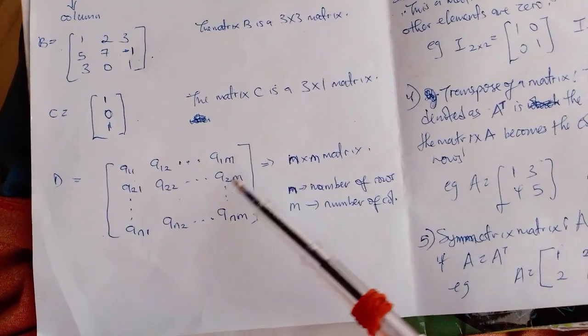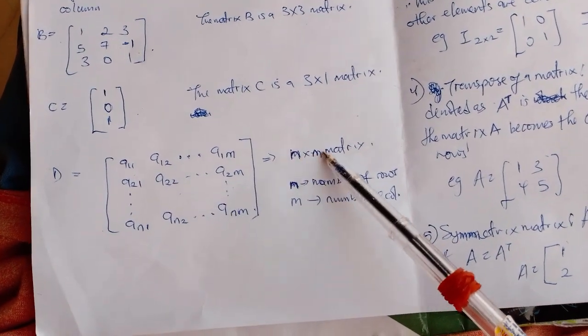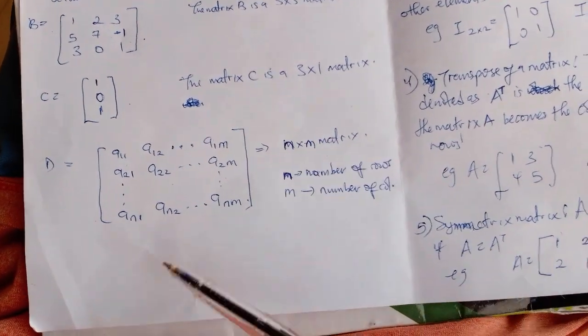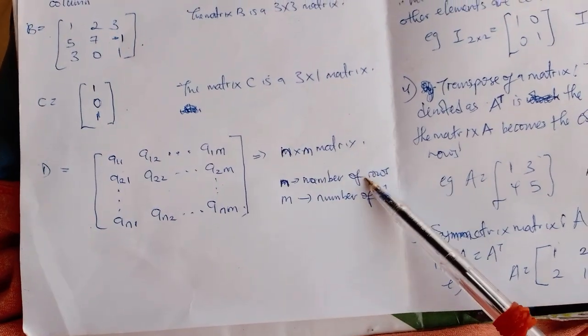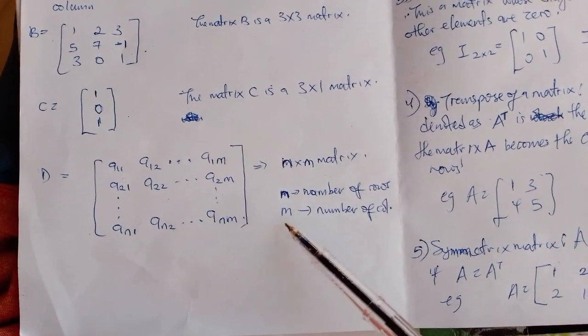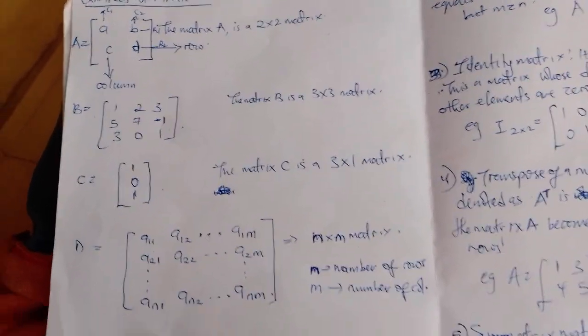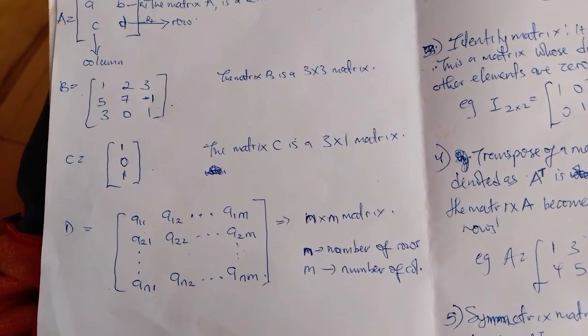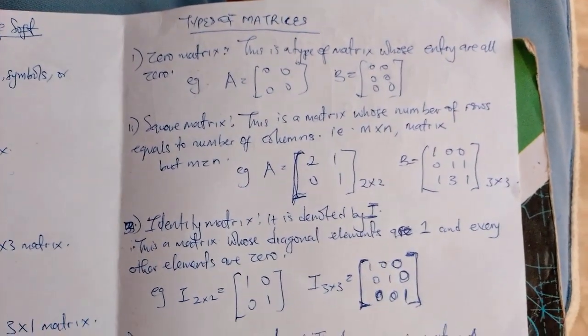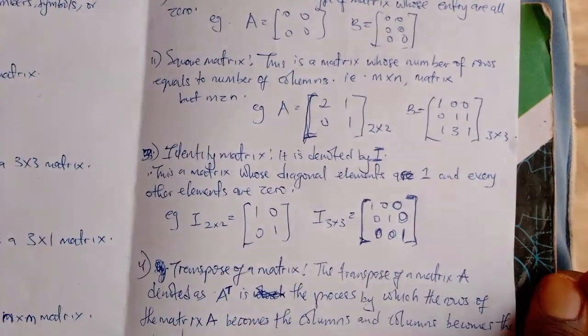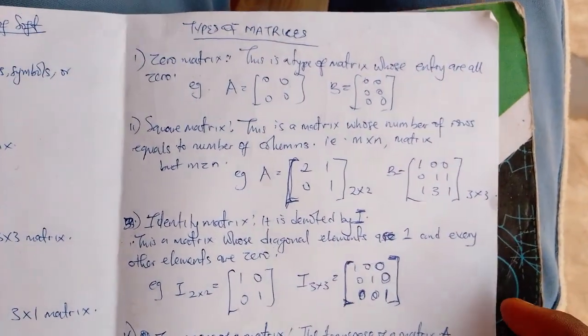So this becomes an n by m matrix. This is a general matrix, an n by m matrix, where n stands for the number of rows, and m stands for the number of columns. Is it clear? So these are some examples of matrices that we have. Alright, so we also have types of matrices here. We have a lot of different types of matrices.